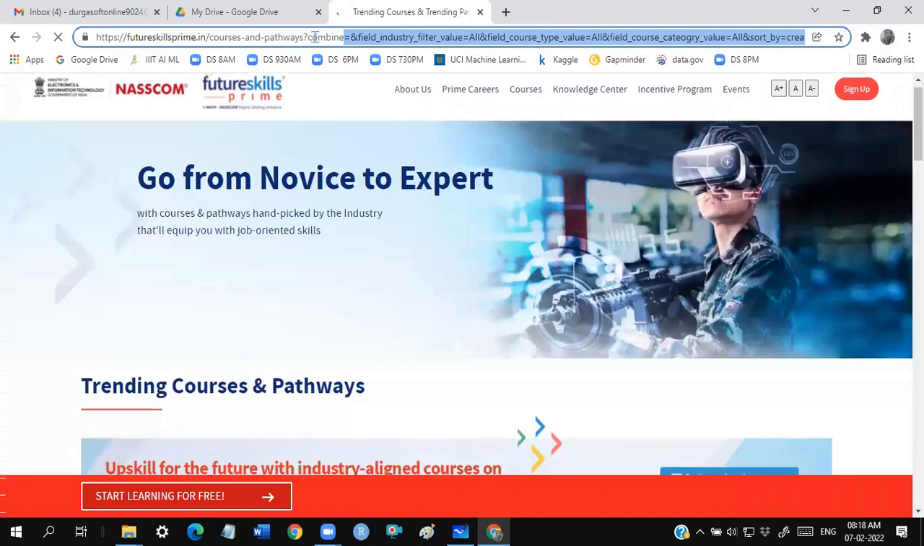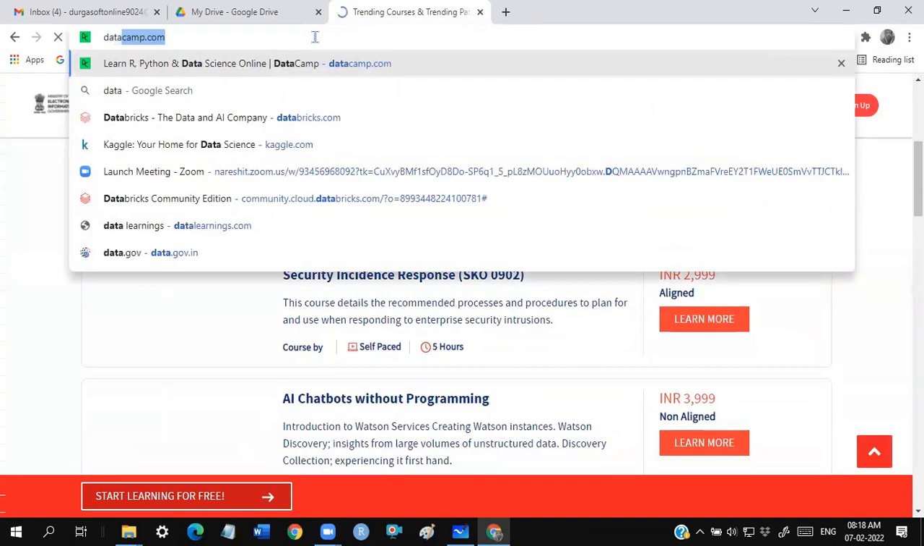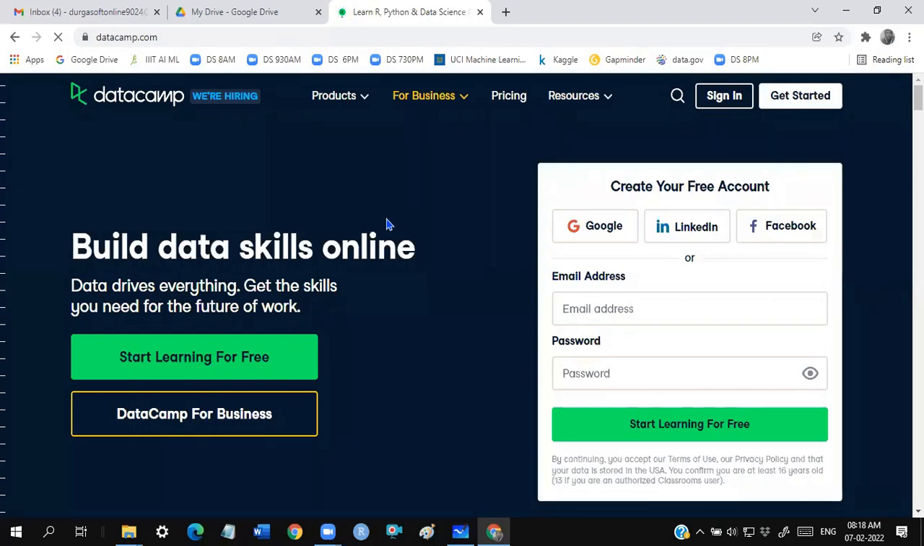Not only this, we are also going to use something like datacamp.com. There are some online resources that will help you get some kind of certification. If you buy this, it will cost you only around 7,000 or 8,000 for a year. But you have to spend a lot of time. Every day you have to spend 2 hours if you want to complete your certification.